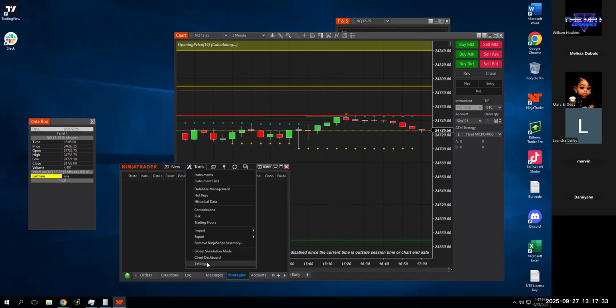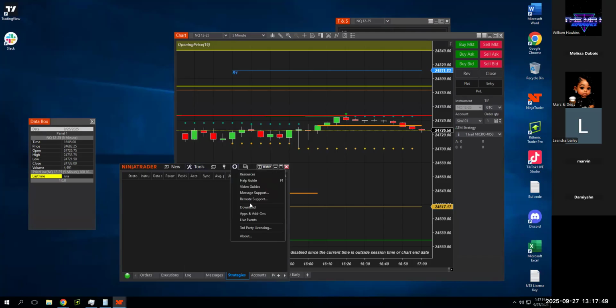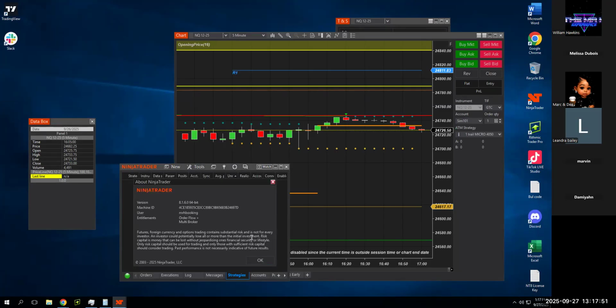Let me see if I can import it back in there. I don't know where it is. Oh, they updated. Is this an updated NinjaTrader? Stock symbol, I've never seen that on there. Workspace import. Oh, well, what version is this? Oh, this is new. Did anybody else's NinjaTrader update?